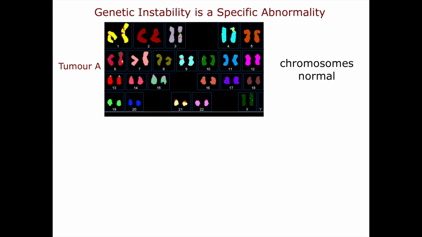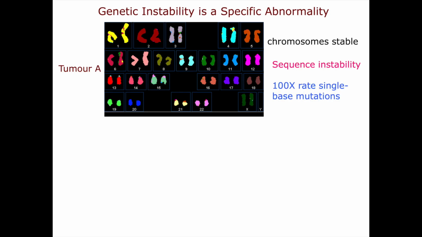So this particular tumour has normal chromosomes, but it has an increased rate of small-scale DNA mutations. If you measure the rate at which mutations occur in a particular enzyme, you can show that it's literally 100 times the rate that you would expect in a normal cell.